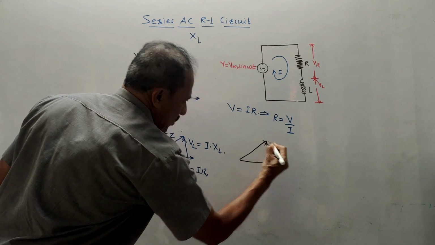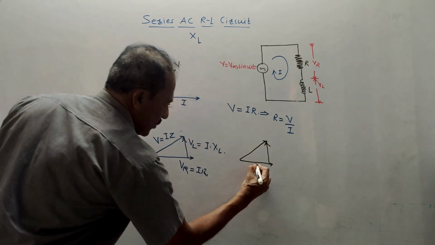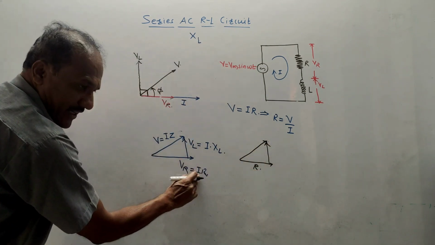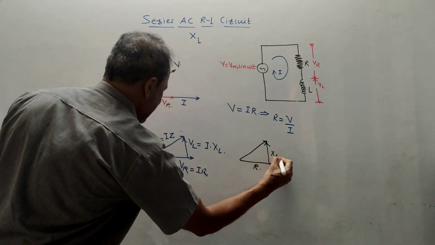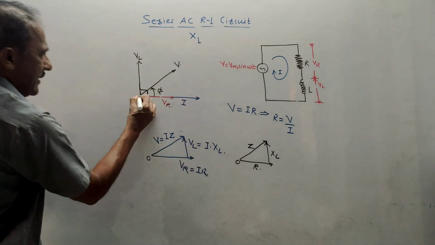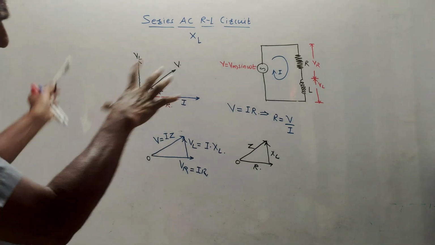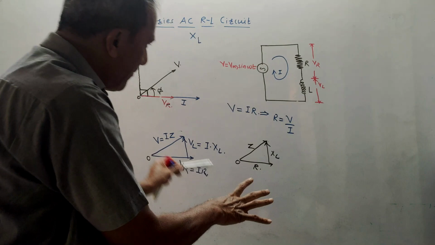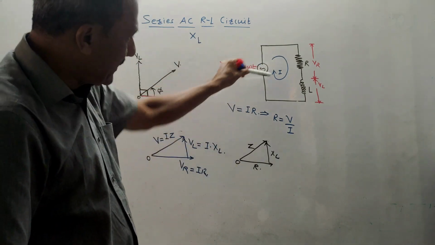So this is now the impedance diagram. Notations will be R because I have divided each side by I. This is XL and this line is Z. This is, say, the origin in each case. So this is the way to simply remember the phasor diagrams for this circuit.